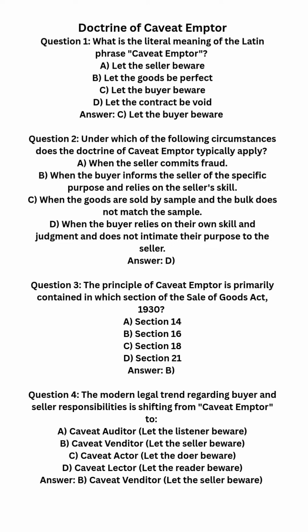Next question. The principle of caveat emptor is primarily contained in which section of the Sale of Goods Act 1930? Section 14, Section 16, Section 18 or Section 21? So correct option is option B, that is Section 16.